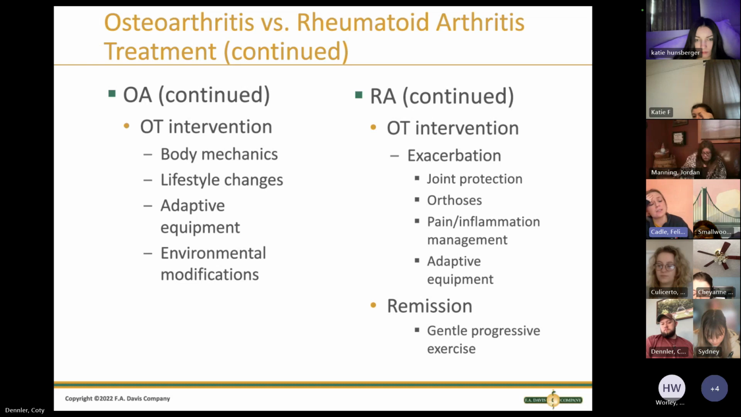Can you tell me again why you cannot at all put heat on RA? I know we went over it last semester. Yeah, it causes exacerbations. Okay. Can you use heat for OA? Sure.